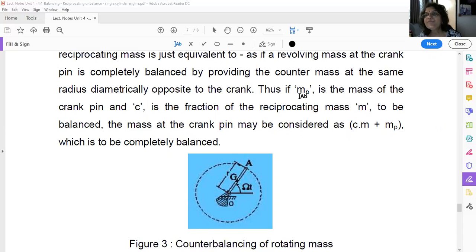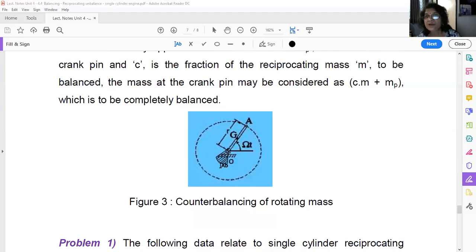Thus, if MP is the mass of the crank pin and C is the fraction of the reciprocating mass M to be balanced, the mass at the crank pin may be considered as C into M plus MP, which is to be completely balanced. That means, what is the total mass here? C times M, where M is the unbalanced mass due to this force component, and MP is the total reciprocating mass that we will study in the next lecture. That also is assumed to be placed here. So the total mass placed here at the crank pin is C times M plus MP, and according to this we provide the counter mass here.